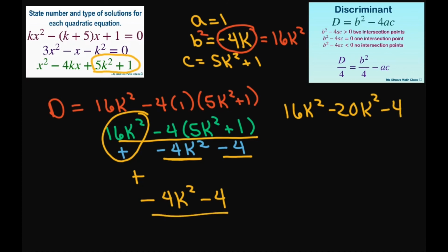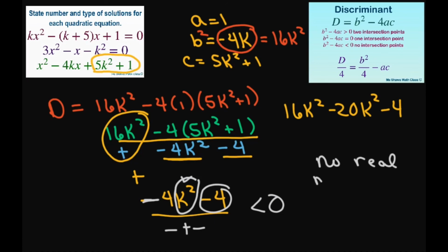So basically, whatever you put in for k squared is going to be positive, and then we have to negate it. And this is also a negative number. So we have a negative number and another negative number, and when you add those up, you get negative. So that means there's no real number solution. There's only complex solutions. Thank you. Have a nice day. Bye-bye.